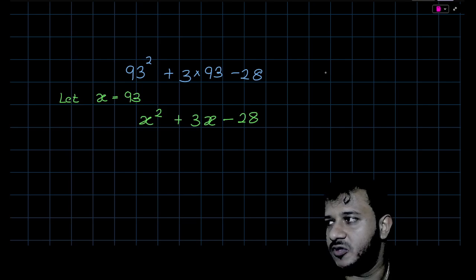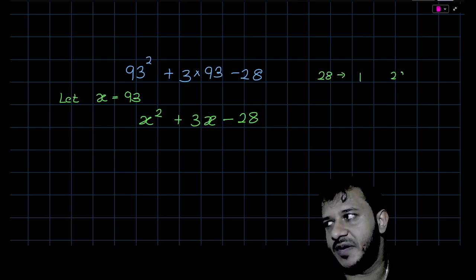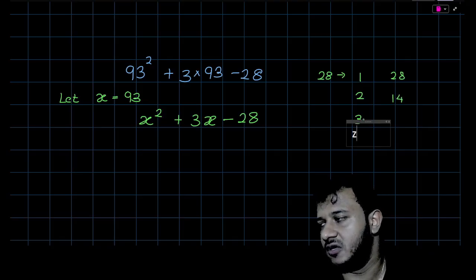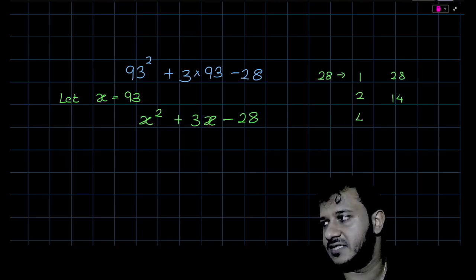To do that, what should I do, Pute? Think about all the factors of 28. 1 times 28. 2 times 14. 3 times, no. 4 times, yes. 4 times what? 4 times 7.